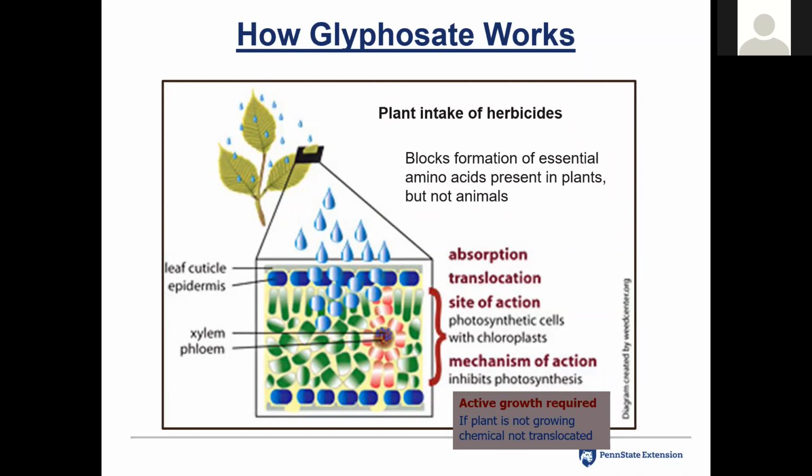In fact, if you looked at the personal protection equipment required on many glyphosate labels, it doesn't even require you to wear rubber gloves. So if you looked at that Rodeo product, for example, it doesn't have rubber gloves even required on the label. It's just long sleeve shirt, long pants, shoes, and socks. But glyphosate is absorbed through the leaf cuticle, and then it's translocated using the xylem and the phloem that you see here to the site of action, which are photosynthetic cells in the chloroplast. And then the mechanism of action is that it actually inhibits photosynthesis from occurring, and ultimately the plant shuts down and dies. This does require that the plant is growing actively. So if a plant is not growing, then the chemical is not translocated throughout the plant.